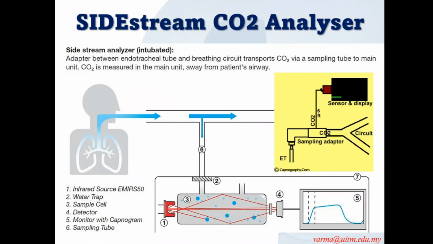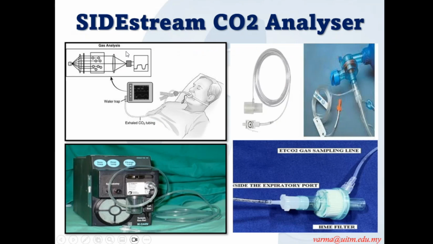Okay, so side stream analyzer, if you look at it, so this is your side stream analyzer. If you use the NIV, you can connect this one end to the mask, another end to your circuit. So you can see if it's an ETT, you can connect this and then there's a sampling tube that goes in here. So this is, if it's connected to the HME, this is what I mentioned. This is your ETT, this is your circuit, the HME, then you have your sampling tube. So the sampling tube will go and connect to this one. You can find it in your ventilator. You can see a small one.